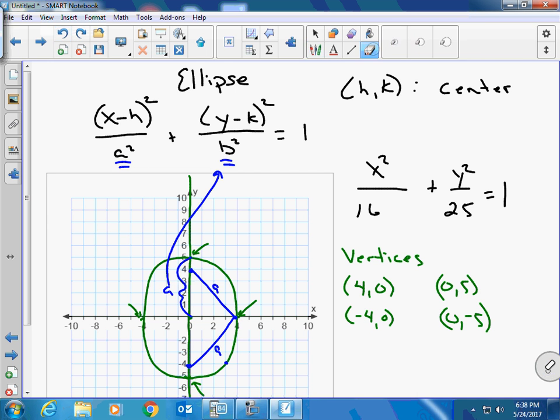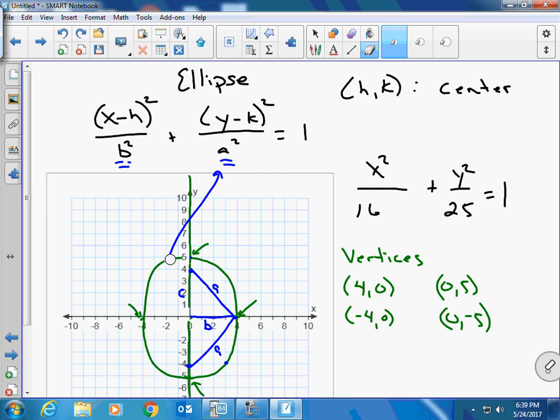So if that's A, by definition, this was B. So let me make this a little easier. Let me swap these two things here, because it doesn't really matter, but the longer one is always going to be A. So in our particular case, the A is longer, so that's my A. So then this distance here is B, and the definition of C is the distance from the center to the focal point. So that's C.